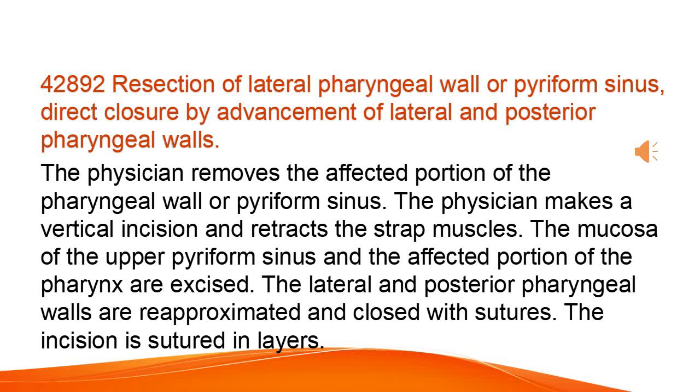The mucosa of the upper pyriform sinus and the affected portion of the pharynx are excised. The lateral and posterior pharyngeal walls are reapproximated and closed with sutures. The incision is sutured in layers.